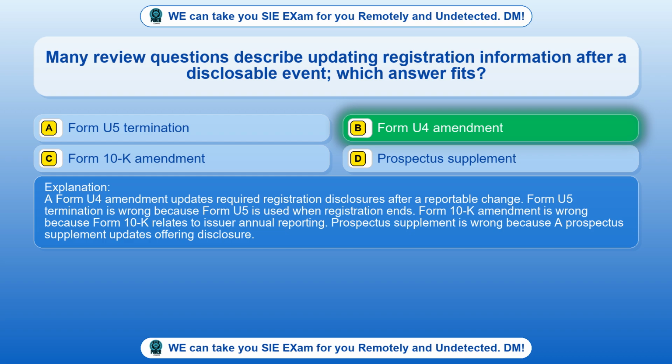Form U5 termination is wrong because Form U5 is used when registration ends. Form 10K amendment is wrong because Form 10K relates to issuer annual reporting. Prospectus supplement is wrong because a prospectus supplement updates offering disclosure.